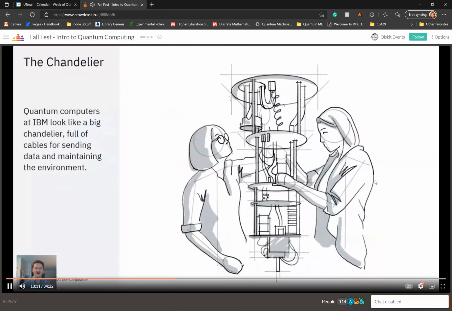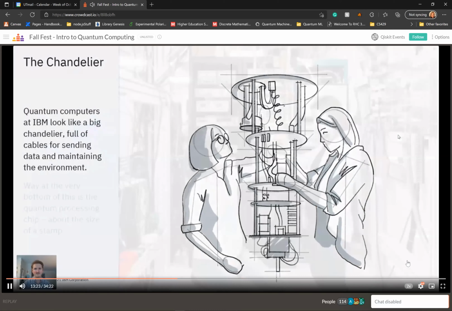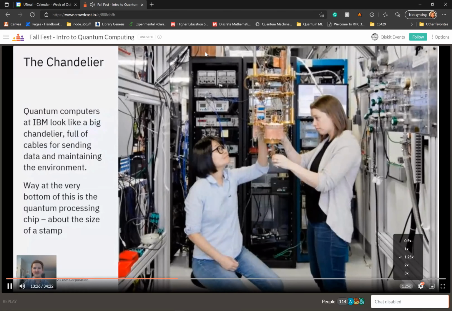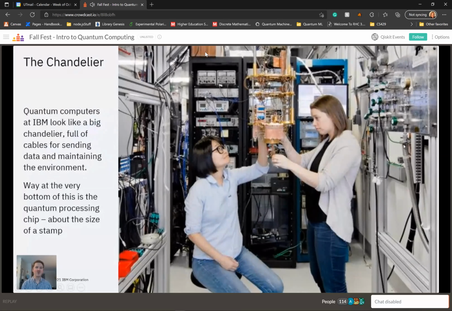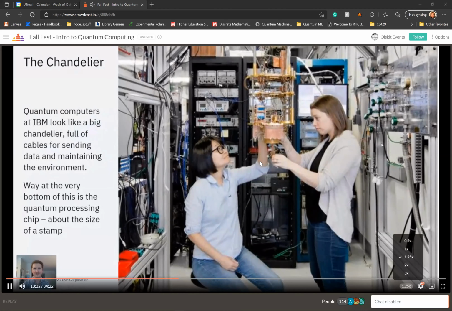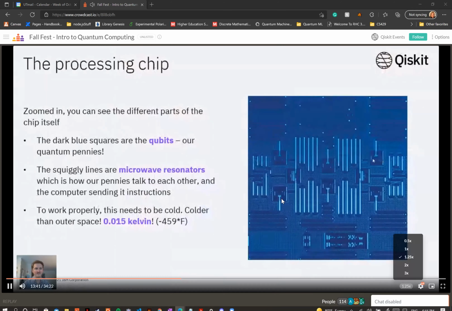So within that big shiny column is our chandelier. Yes, and I can hear it now. It looks like a big chandelier full of cables for sending data and maintaining the environment. Way at the very bottom of that chandelier is the quantum processing chip. It's about the size of a stamp. Everything else there is used to help send data and maintain the environment that the chip at the very bottom needs to have.